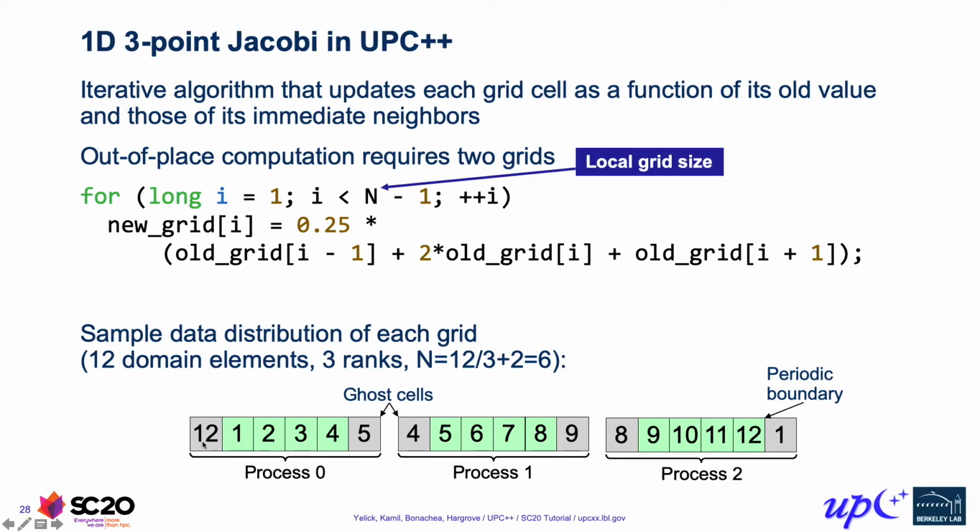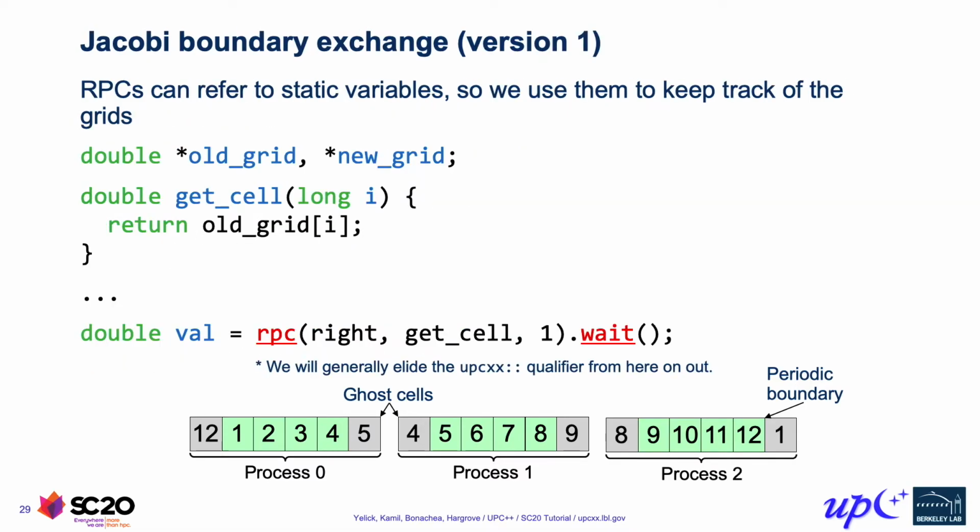Now, not all of our versions of Jacobi will actually make use of these ghost cells, but all of our examples will have storage for those just to make the computation the same. And the only thing that will be different is going to be the actual communication pattern. So let's take a look at a simple boundary exchange. What the algorithm needs to do is at each iteration exchange boundaries so that we get the new values of our neighboring ghost cells that we need.